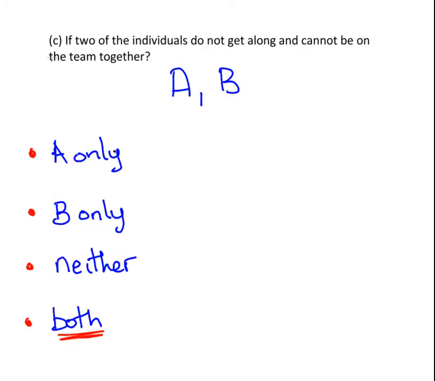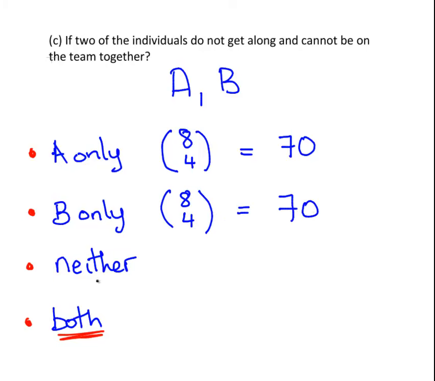If A only, that means we have 8 other people to choose from. We can't count B, and we have to choose 4 people because A is selected already. We need 4 more people, and there are only 8 people to choose from now that B is excluded. So 8 choose 4 is 70. B only is the identical calculation, 8 choose 4, which is 70. Now it could be the situation that neither gets counted. This is what you have to think about. So we have 8 people and choose 5, and that is 56.